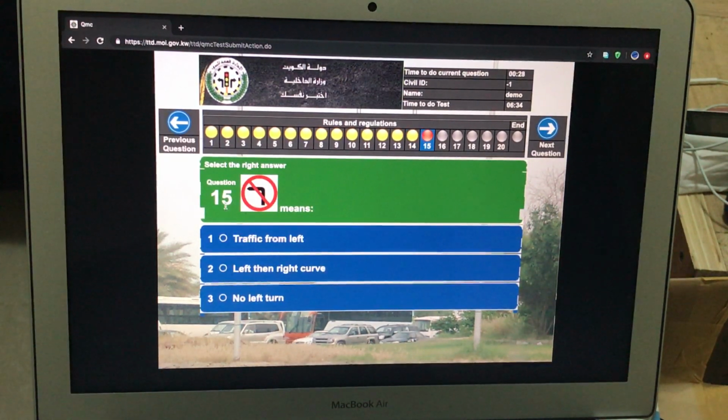And the 15th question is, you have a red circle with black marking turning to left, but it is cut, that means what?